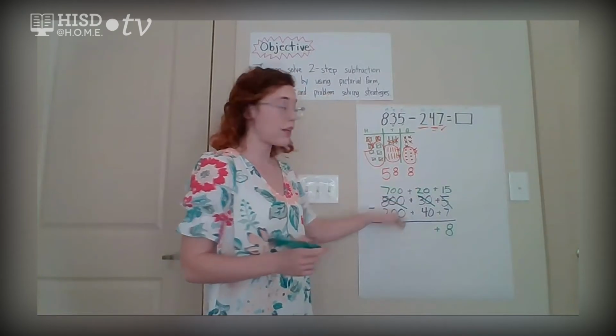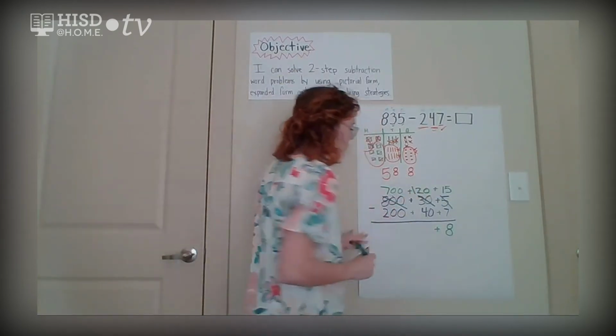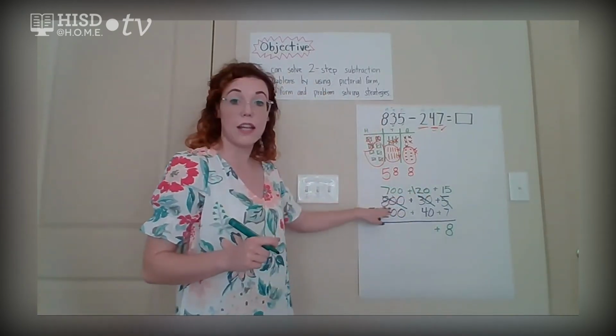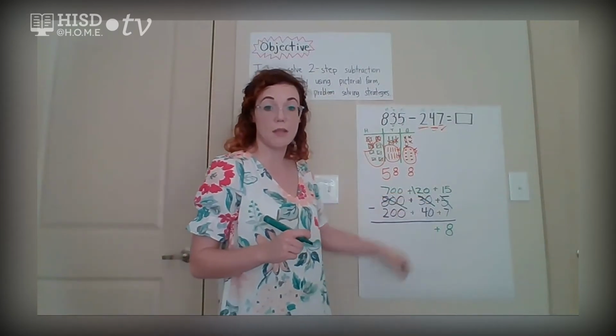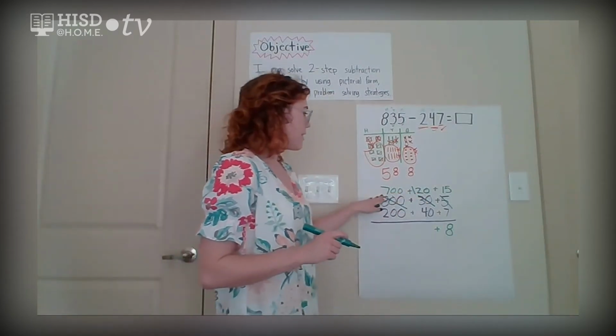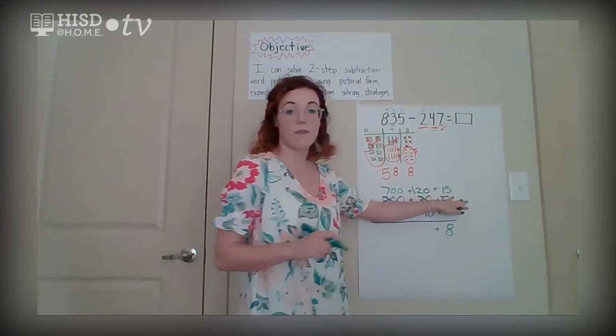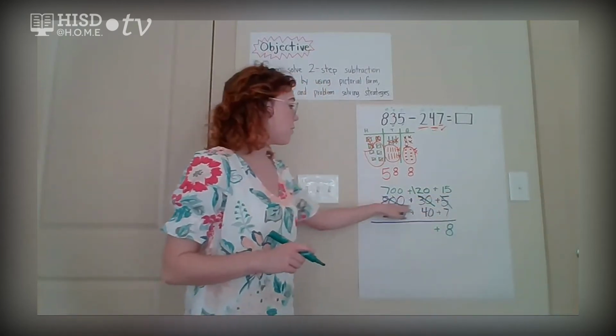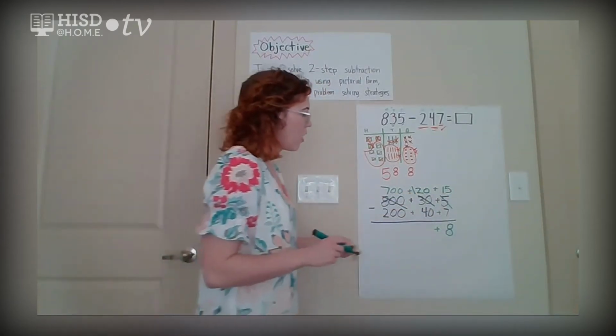20, we're going to add that 100 that we borrowed, or that we took from over here, that we're regrouping over to the tens place. So it's going to say 700 plus 120 plus 15 instead of what we have here.